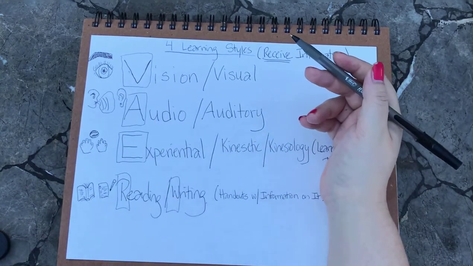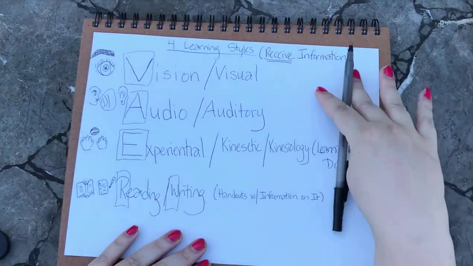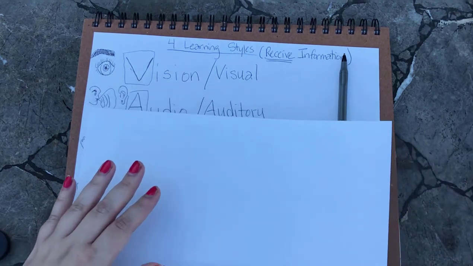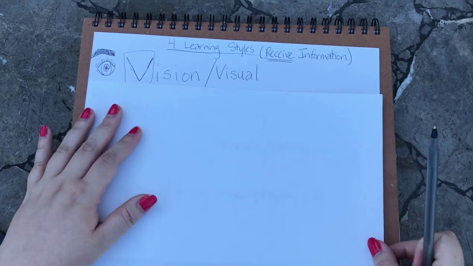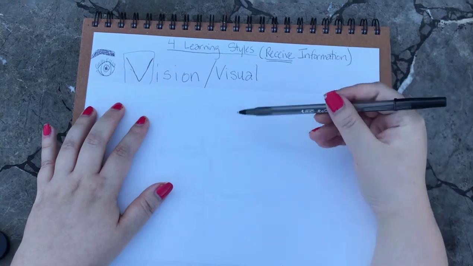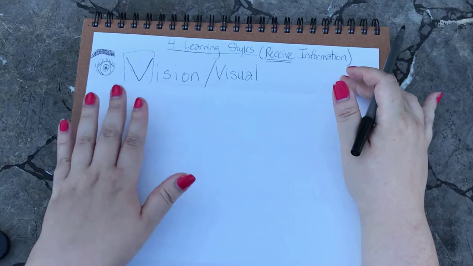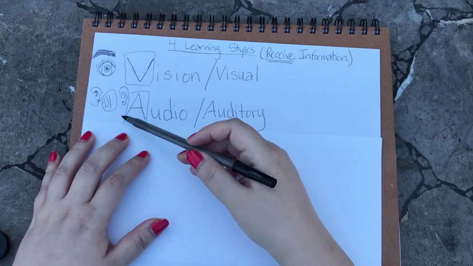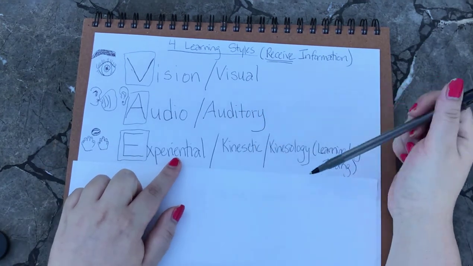For me personally, I am mostly these top two styles. I'm going to put another piece of paper down so you can just focus on what I'm saying. So I am mostly a visual learner. I didn't know this before I went to OT, but I know this now. I learn best by seeing things. And then I learn second best by listening to things. I don't really learn super well by doing.